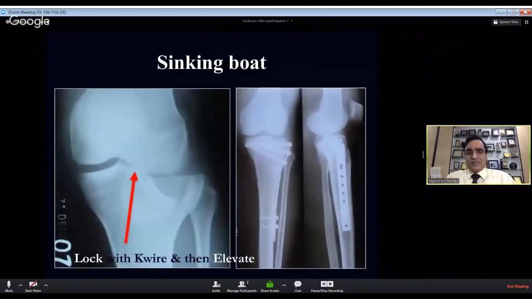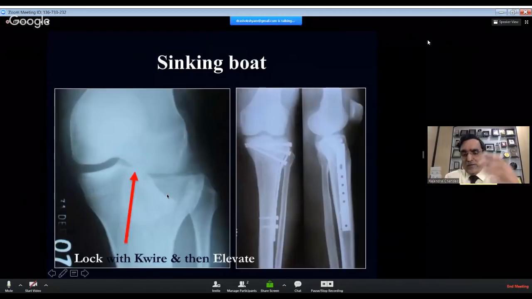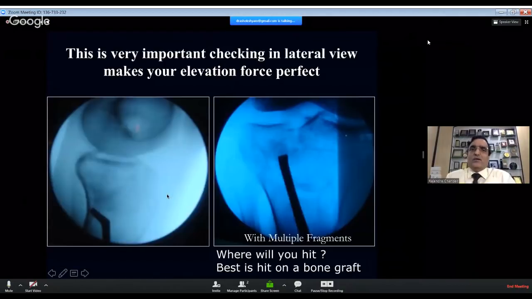The other type is the sinking boat. This is different from the collapsing roof in that this part has lost all its articular continuity. And if you start punching, then the portion also rises, giving us a sinking boat. The surface of the boat comes on one side above the surface of the tibial plateau. So what we do, just lock with the K-wire here in this direction and then start punching. Then it will be elevated properly.